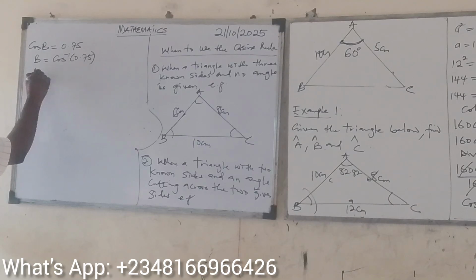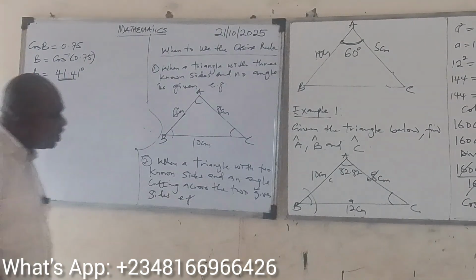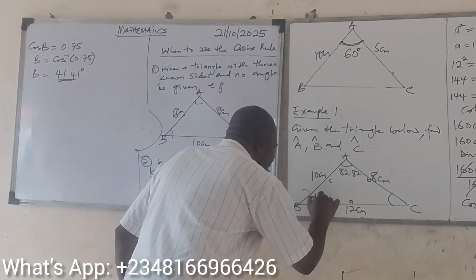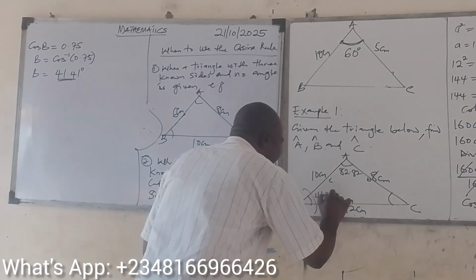So our B now will be equal to, second function, cos. That will give us 41.41 degrees. That's the value of our big B. So it therefore means that this value here is 41.41 degrees.